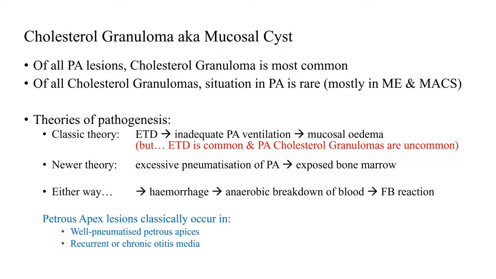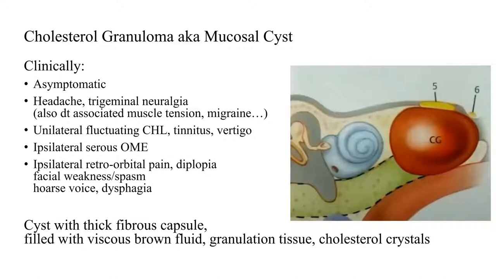Cholesterol granulomas of the Petrous apex classically occur in well pneumatized Petrous apices and patients with recurrent or chronic otitis media. Clinically, patients are often asymptomatic, and it may just be a completely incidental finding. They may present with non-specific symptoms like headache and trigeminal neuralgia, which is not only due to the cholesterol granuloma itself, but often also due to the associated muscle tension and migraine, etc. They may have unilateral fluctuating conductive hearing loss, tinnitus, and vertigo. They may have an ipsilateral serous otitis media effusion, and the cranial nerve deficits being ipsilateral retroorbital pain, diplopia, facial weakness or spasm, and hoarse voice and dysphagia.